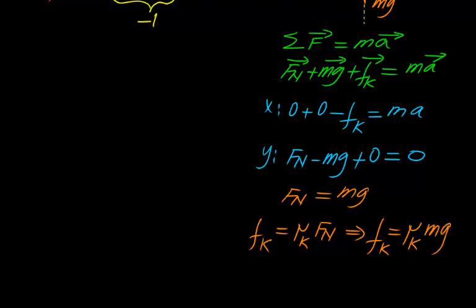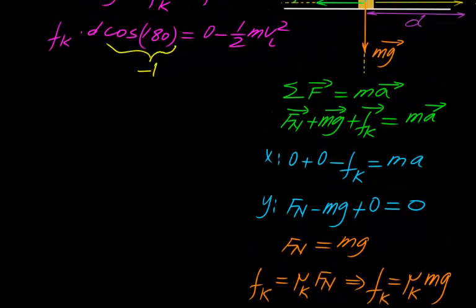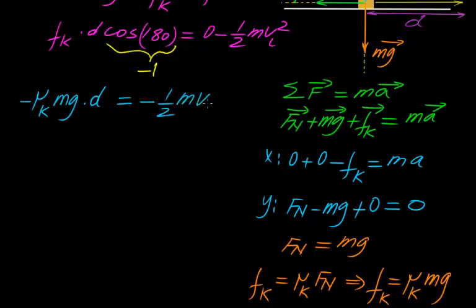Now let's take this expression and substitute it in our energy equation. Instead of Fk, we substitute mu k times mg times the displacement d. The cosine of 180, as I stated earlier, equals -1. Move the negative sign to the front of the equation. That's going to equal 0 minus 1/2 m v initial squared. Notice that the mass is a common factor, therefore it cancels out. The negative signs are going to cancel out also.